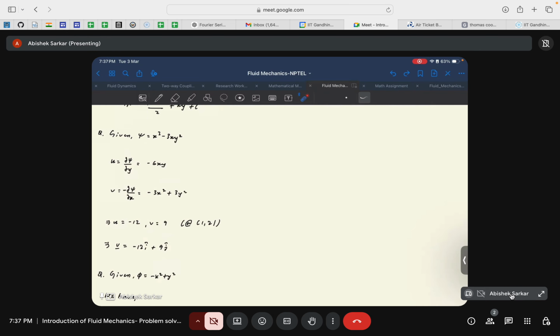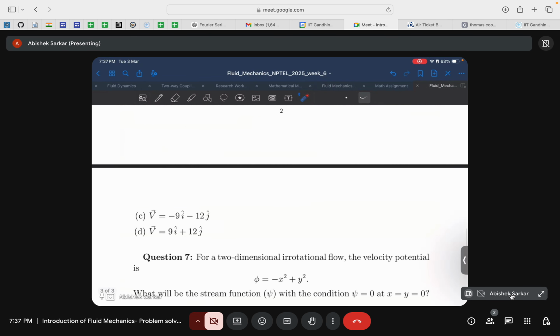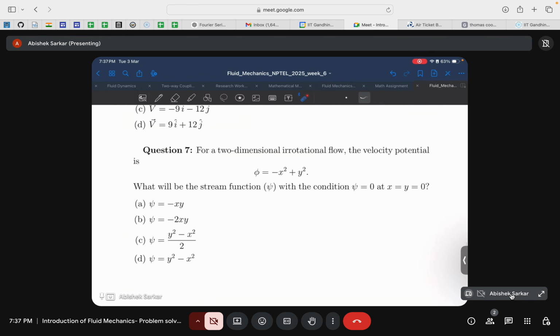Okay, so let us look into the final question. I hope this is clear. The final question is, for a two-dimensional rotational flow, the velocity potential is given by phi is equal to minus x square plus y square. Now this is an interesting question. You need to find the corresponding value of stream function psi with the condition that psi is equal to 0 at x and y equal to 0. Okay.